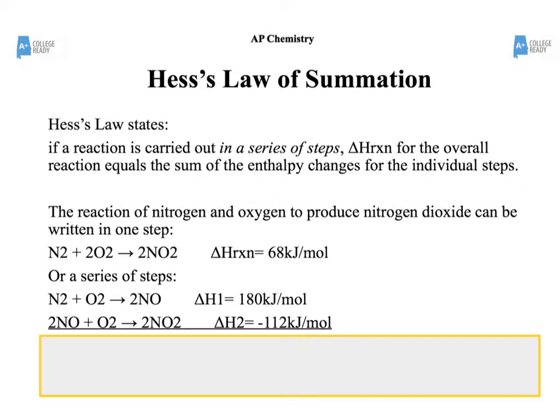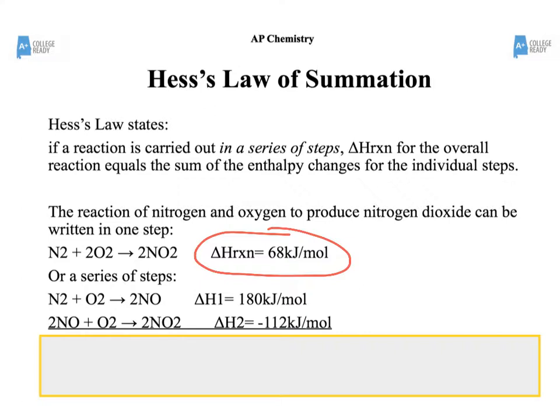So here's an example. We have the reaction of nitrogen plus oxygen to produce nitrogen dioxide. And if we looked at it in one step, we would see that the enthalpy of that reaction is 68 kilojoules per mole. So the question is, how did we get that number? Where did that number come from? We can also look at it in a series of steps.